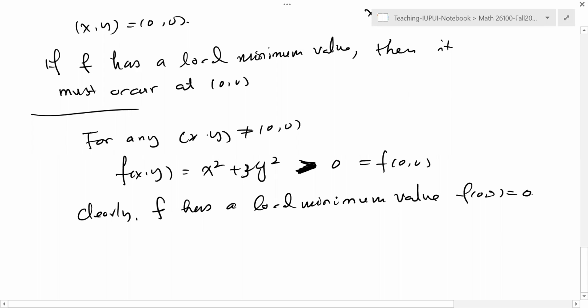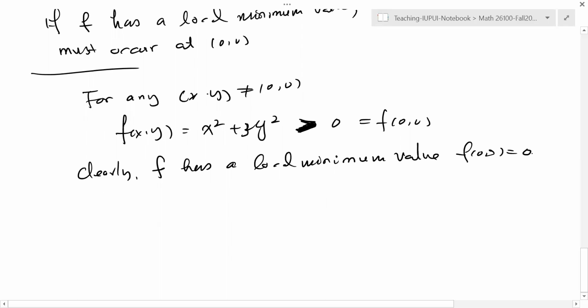But it's not easy to check whether the function has a local minimum or maximum value at a particular point, even when you find that the derivatives are 0. Let me give a definition called a critical point. In the book, it's probably not mentioned, but it's usually called a critical point.